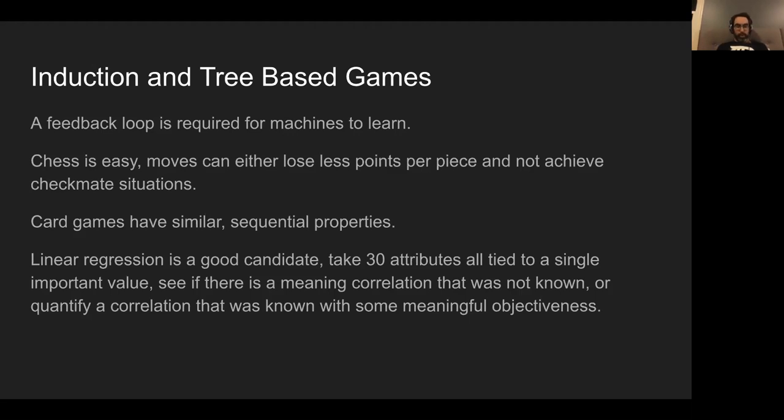So a feedback loop is as simple as: with a given input, are you going to get a good outcome or a bad output? In chess, you can have points per piece, or you can just have the binary: am I going to be in checkmate anytime soon? That can be a simple feedback loop. A lot of the better ones are the ones that have a gradient.